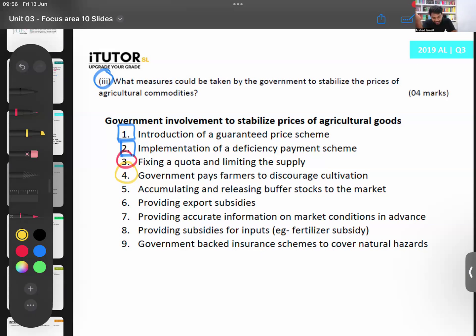So then that also will keep prices stable, because otherwise if all of these fellows produce, prices will fall. No? Supply will increase, prices fall. So government will pay these farmers and say, don't produce this season. Some of y'all take a break now. That could be that.